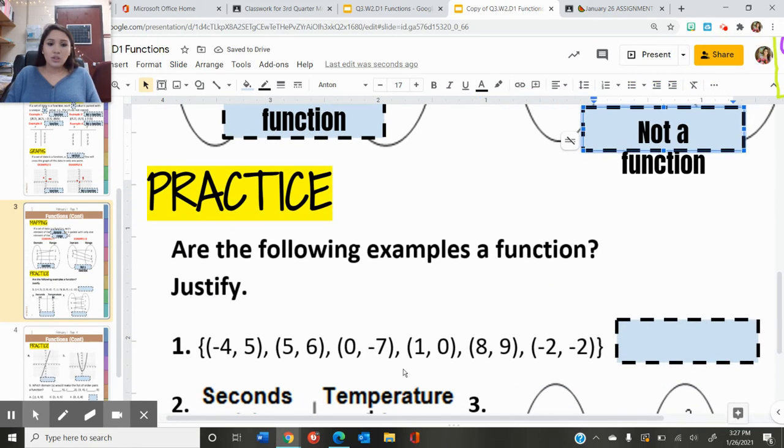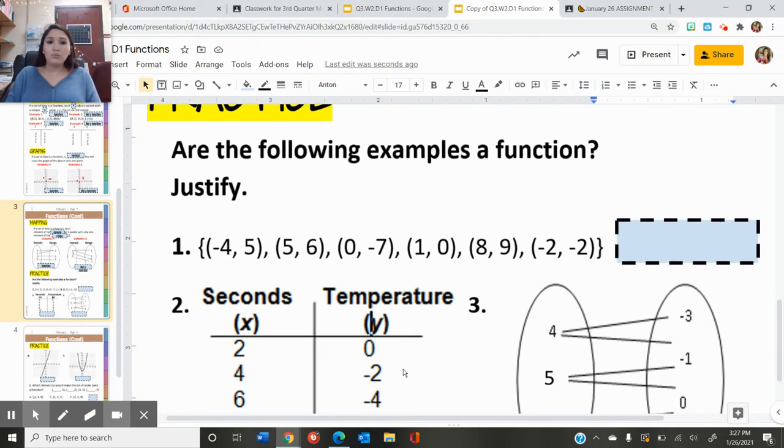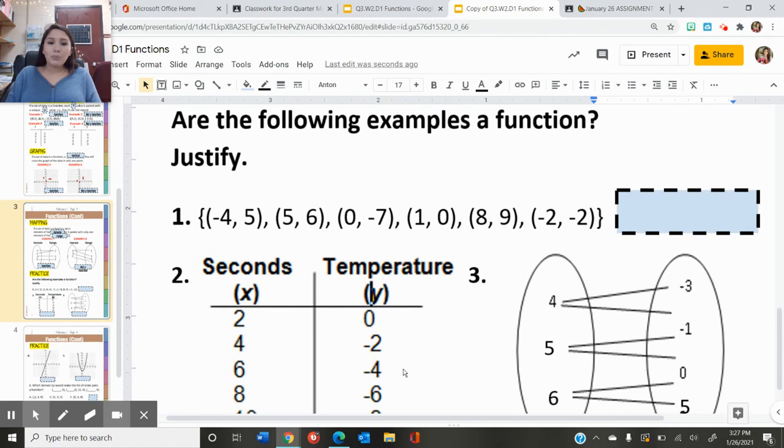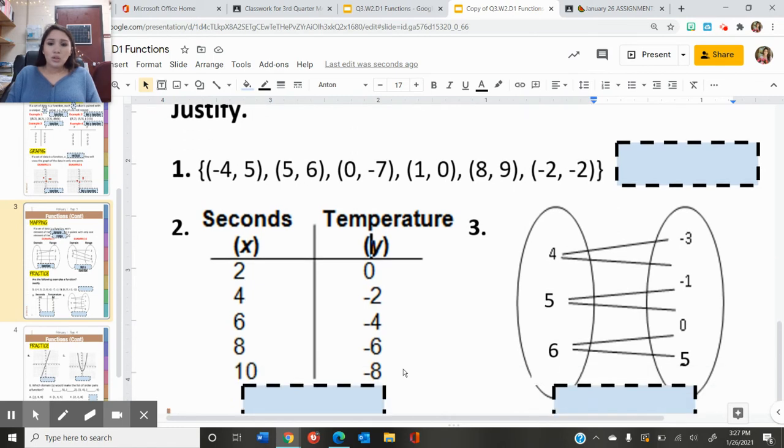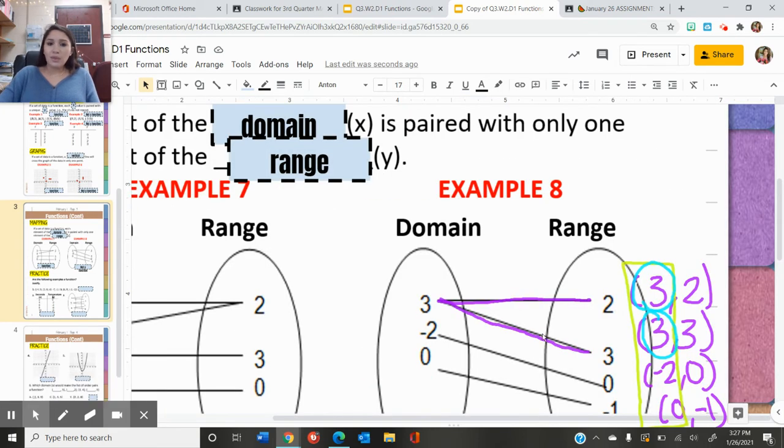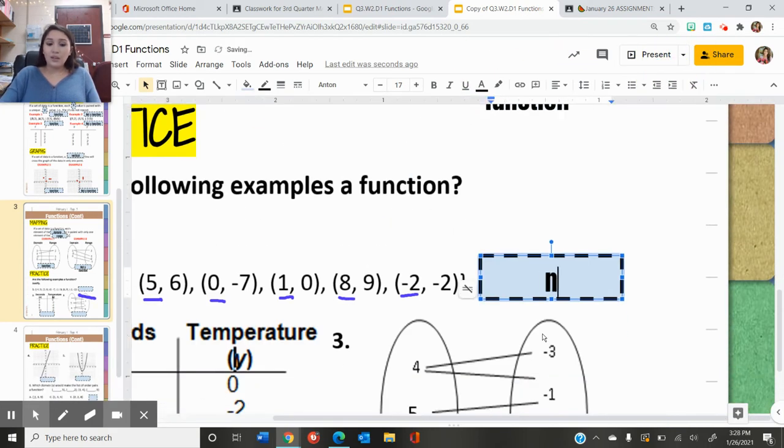Okay, next let's look at some practice problems. So it says, are the following examples of a function? Looking at number 1 here, I'm going to go ahead and underline all of my x values. So I have negative 4, a positive 5, 0, 1, 8, and negative 2. Now looking at my x values, I don't have any x values that repeat. So that being said, this tells me that this is a function.